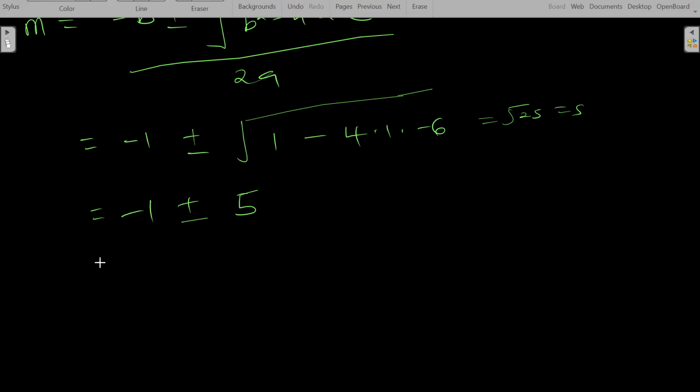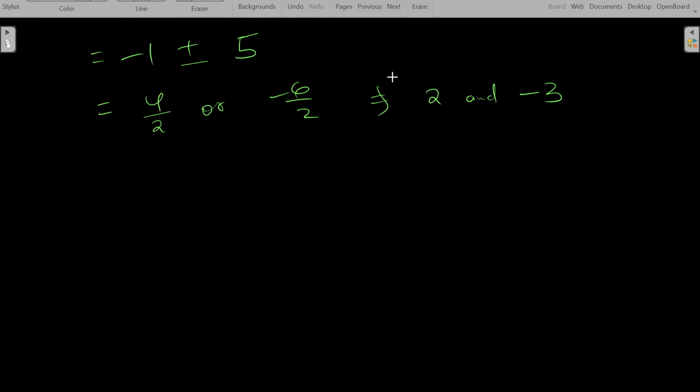Okay, so my values of m are either m1 will be 4 divided by 2, or m2 we'll get negative 6 divided by 2. So my two values will be 2 and negative 3. Okay, so those are the two values of m. So as you can see, m1 is not equal to m2, so it means we are applying case 1.